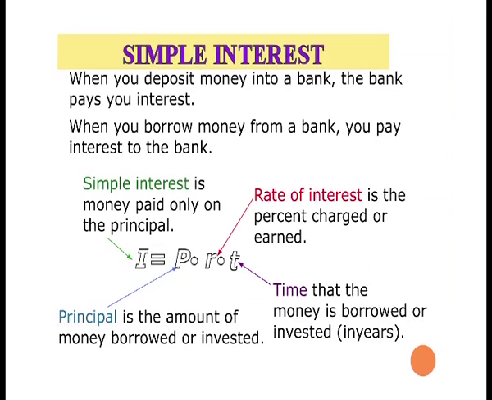Simple interest: when you deposit money into a bank, the bank pays you interest. When you borrow money from a bank, you pay interest to the bank. Simple interest is the money paid only on the principal, which is written as I. P stands for principal, which is the amount of money borrowed or invested. R is the rate of interest, which is the percent charged or earned. T stands for the time that the money is borrowed or invested.